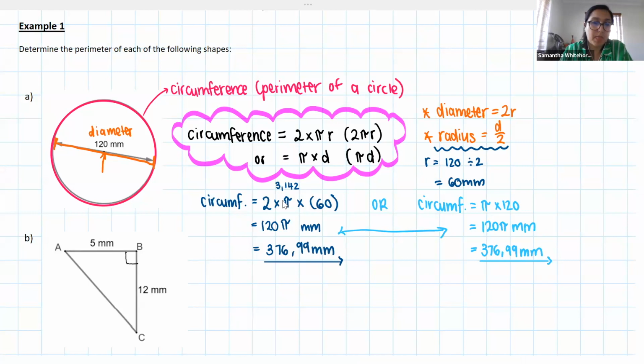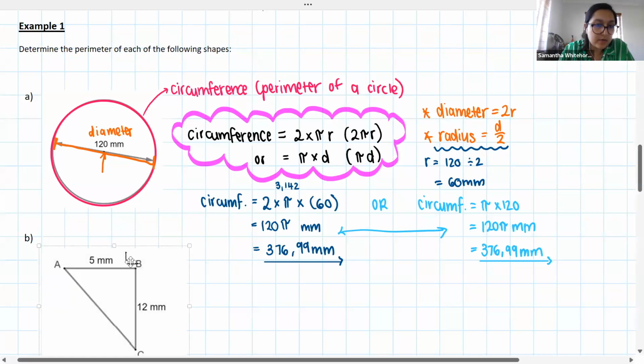My preference, 2 pi r, but you do what you want to do. The reason I'm saying you can pick which one is because you can always convert from a diameter to a radius, like we did here, or from a radius to a diameter. So either one is exactly the same thing. All right, guys, so let's take our screenshots of this, and then we're going to have a look at question B.